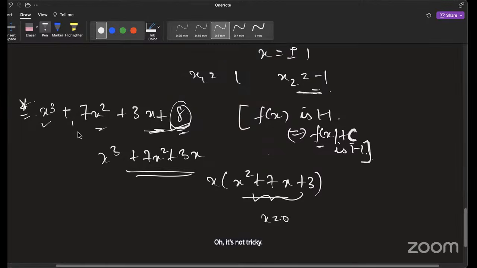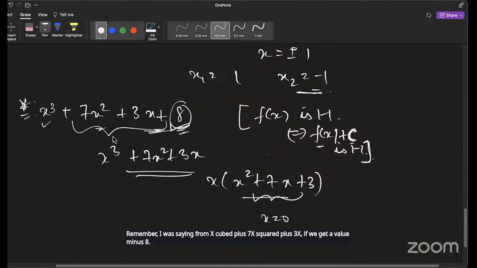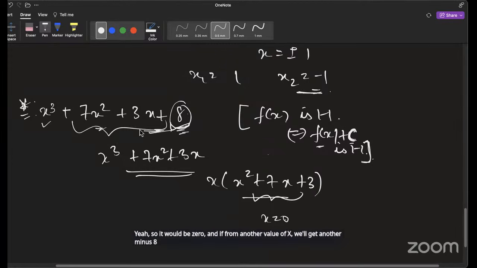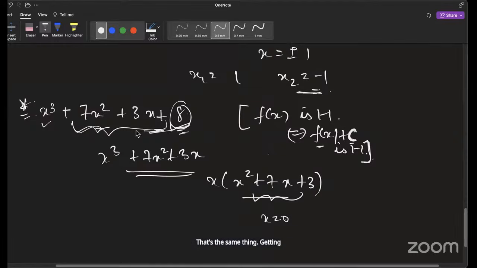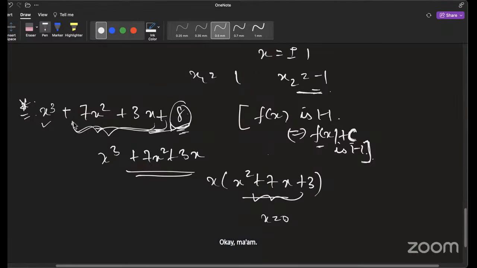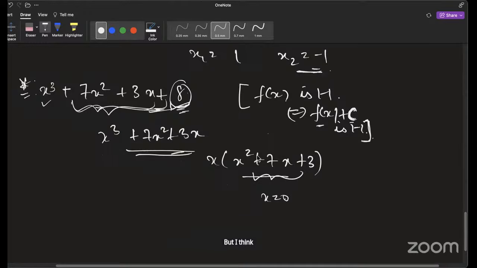Do you think you can solve this thing? Can you find the roots of this? Ma'am, I was saying from x cube plus 7x square plus 3x, if we get a value minus 8, it would be 0. And if from another value of x we get another minus 8, then it will not be 1-1. That's the same thing. Getting minus 8 from here is the same thing as getting 0 from here. That's what I'm saying. Can you find a point for which you'll get minus 8 for this thing? If you can, then you can solve it that way. But I think this one's easier.